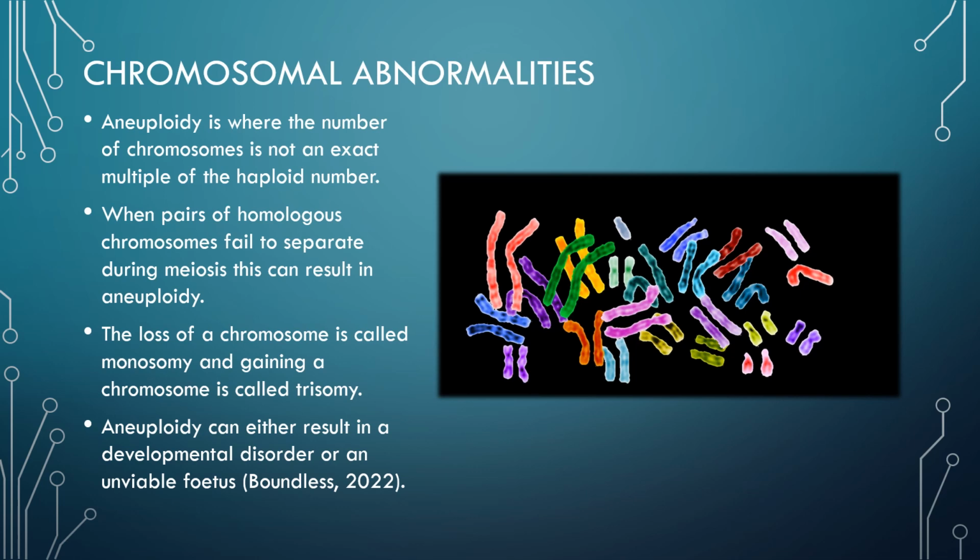Aneuploidy can either result in a baby being born with a disorder such as Turner syndrome, which is X monosomy, or Down syndrome, which is trisomy of chromosome 21, or it can be lethal in the first trimester and lead to an unviable fetus.